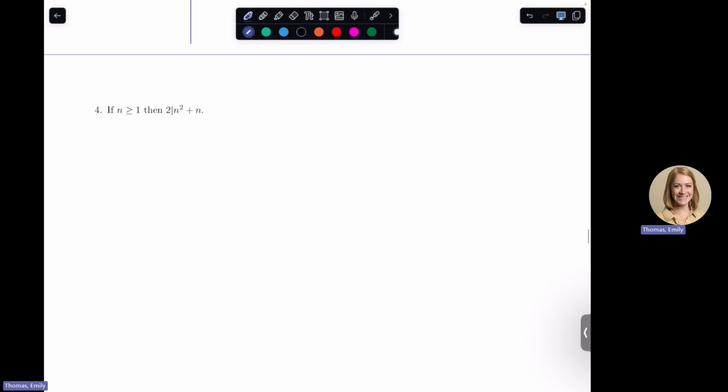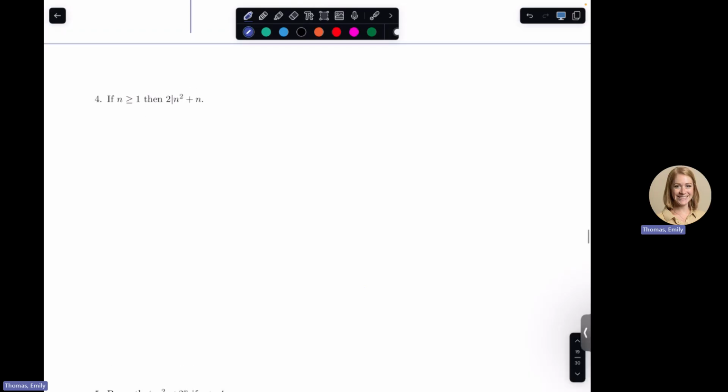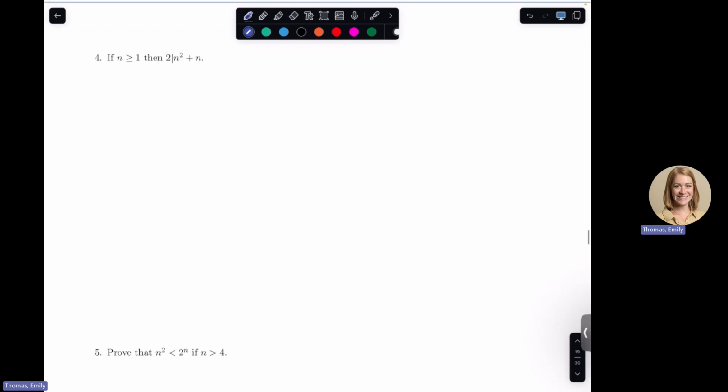Now, luckily on these divides ones, you don't have to come up with stuff from thin air and you don't have summations to work with either. So sometimes they're nicer to deal with, but you do have to make sure you use the definition of divides and what it means. So if 2 divides n squared plus n, what does that actually mean?